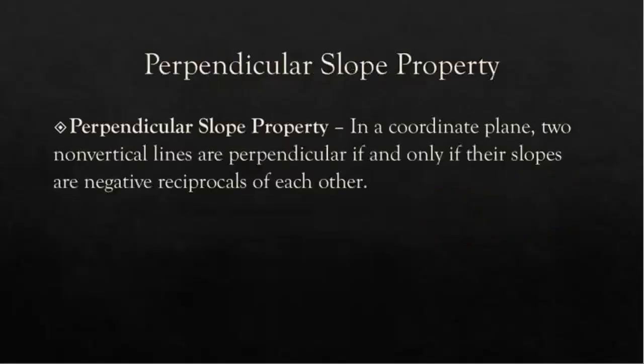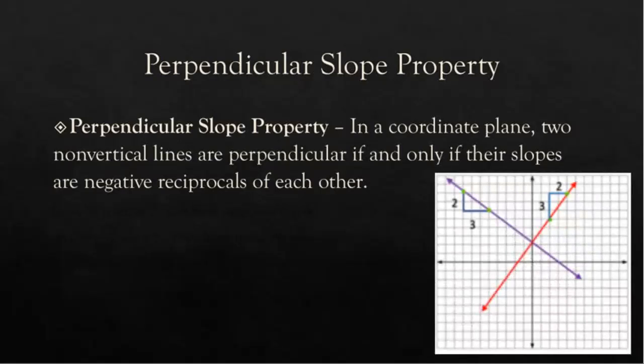Well, the perpendicular slope property says in a coordinate plane, two non-vertical lines are perpendicular if and only if their slopes are negative reciprocals of each other. So hopefully you remember from algebra that a reciprocal would be what you multiply something by to get 1. In the case of fractions, if you just flip the fraction, that would be the reciprocal. And these slopes are also opposite signs. So if one is positive, the other has to be negative.